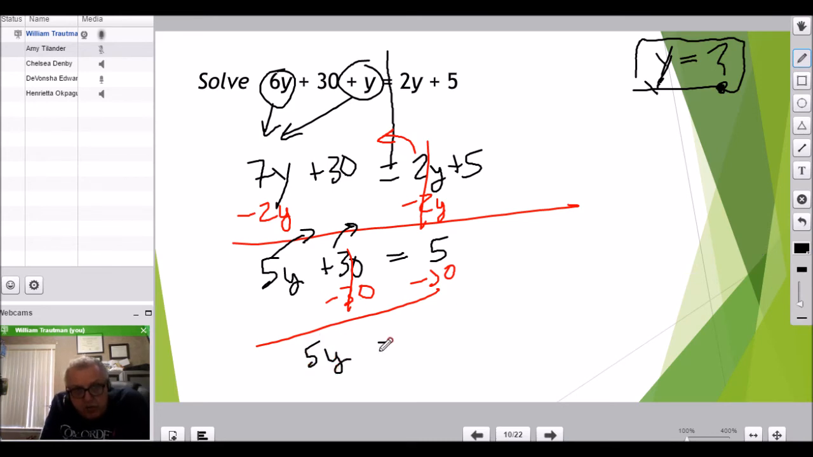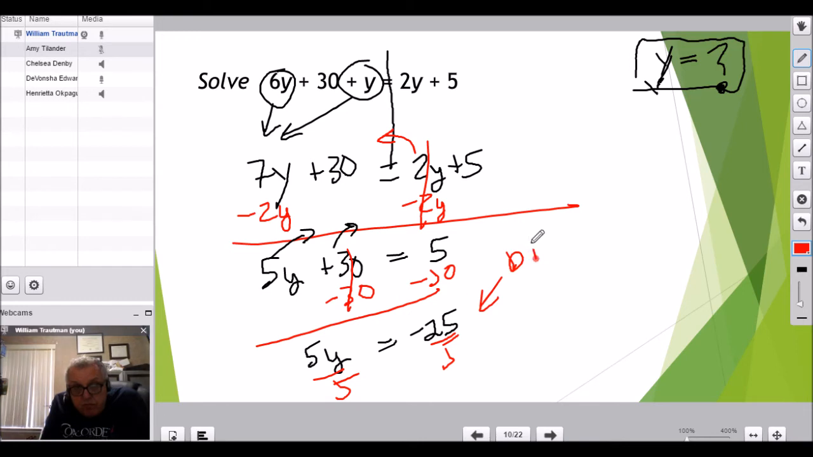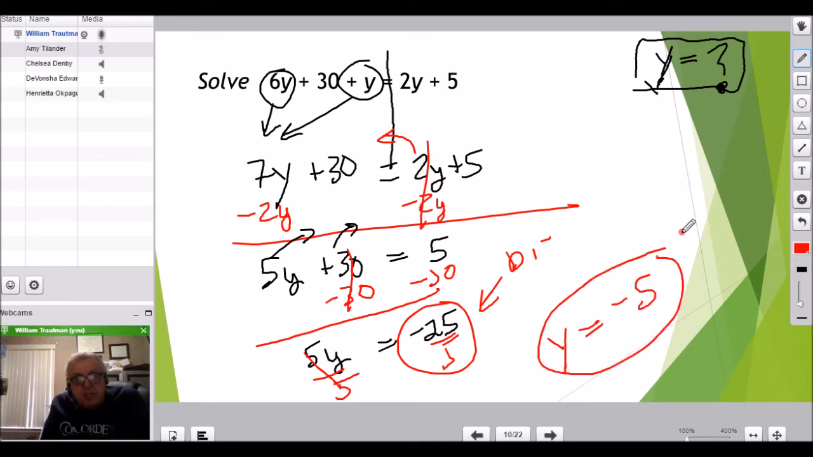5y equals 5 minus 30, which is a negative 25. Now I just need to get rid of the 5. It's multiplying. The only way to get rid of it is divide. 5 divided by 5 is 1y. Negative 25 divided by 5 is a negative 5. And there's my answer. y equals a negative 5.